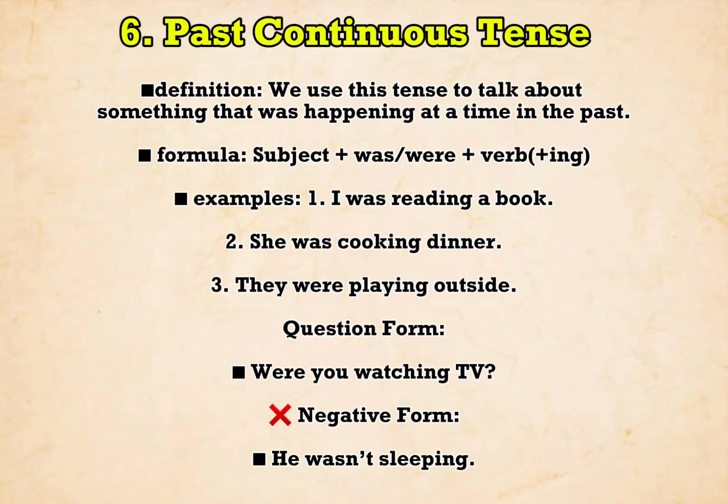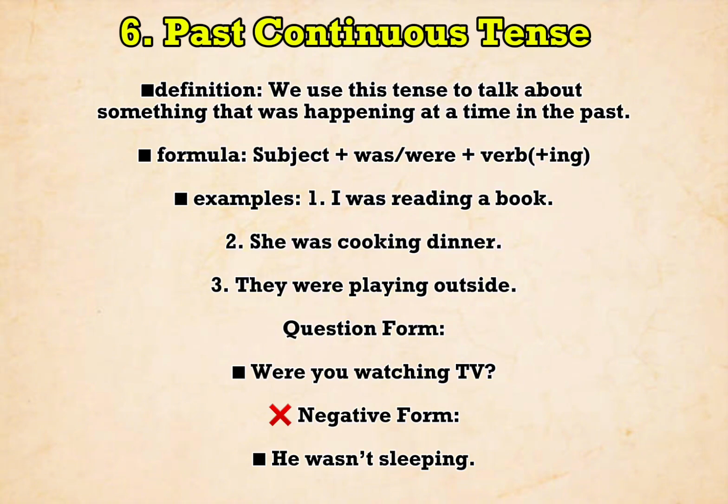6. Past continuous tense. Definition. We use this tense to talk about something that was happening at a time in the past. Formula: subject + was/were + verb-ing. Examples: 1. I was reading a book. 2. She was cooking dinner.